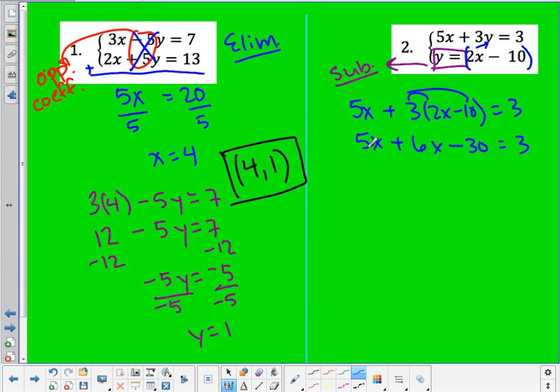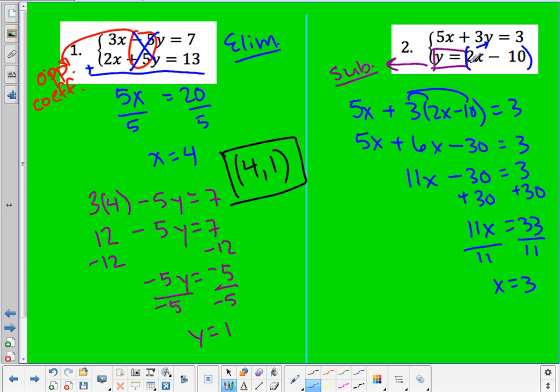And then 5x plus 6x is 11x. I can put my x terms together and add the 30. I get 11x is equal to 33. Almost there. X equals 3. So there's my x variable.